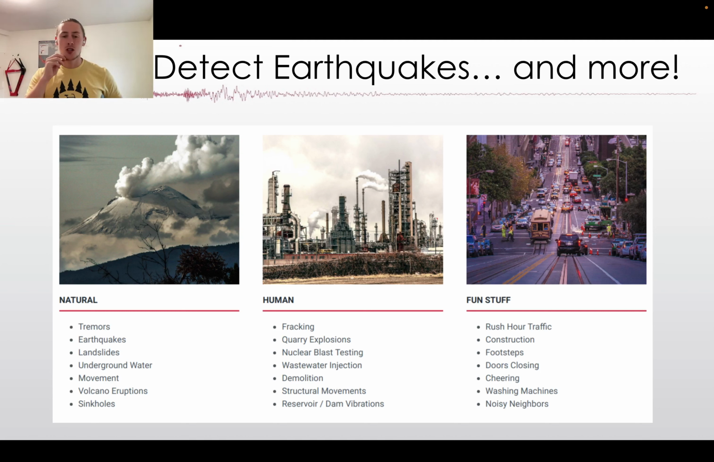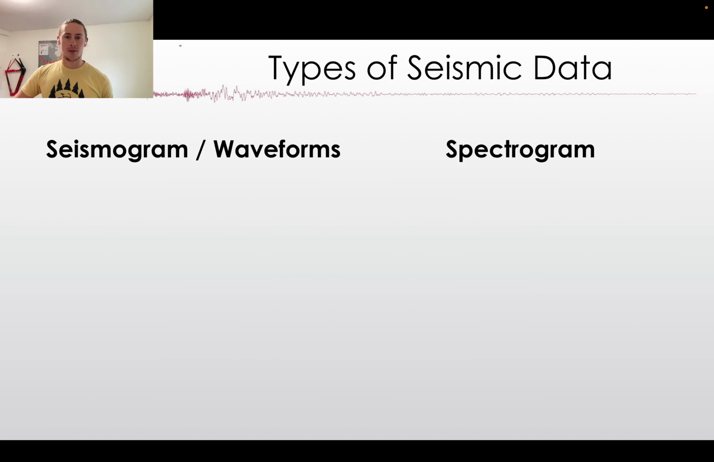If there's some construction going on, you can detect that. You can detect traffic, footsteps, washing machines, and I'll go into that a little bit here in a second. But what I want to get across is, with these seismograph tools, you can detect all sorts of things. And there are all sorts of different kinds of seismographs. What you guys are worried about is just the one you have, which is that Raspberry Shake seismograph.